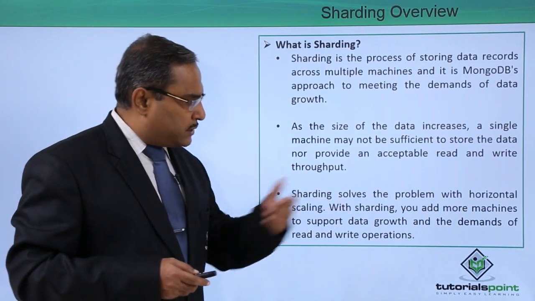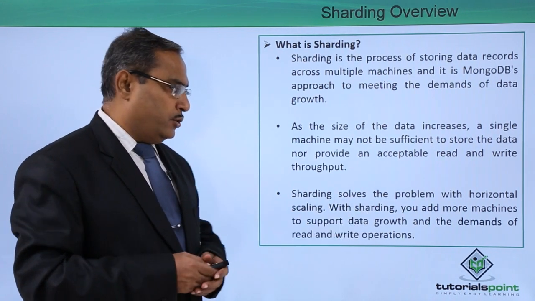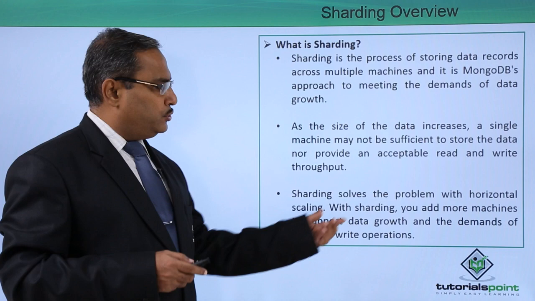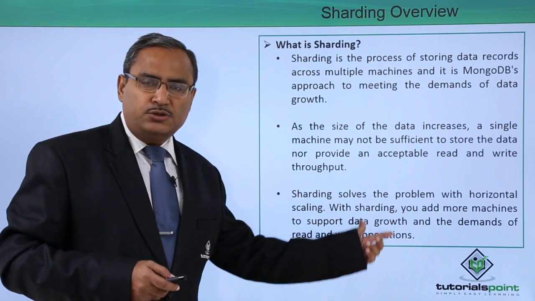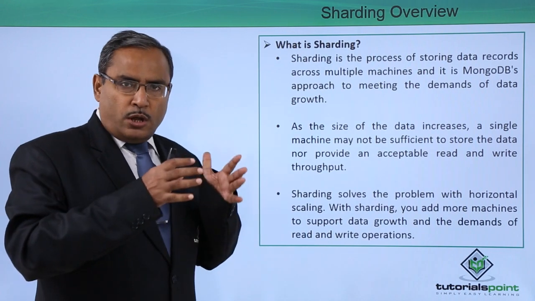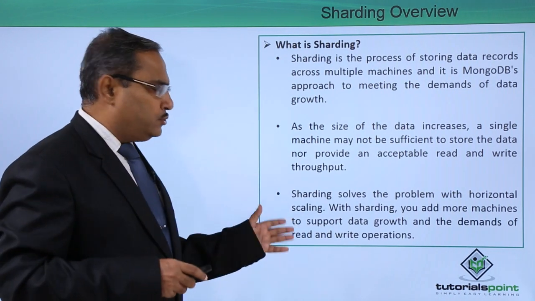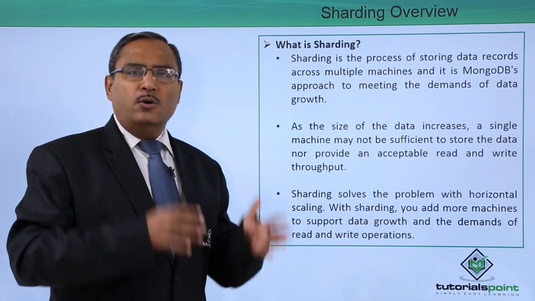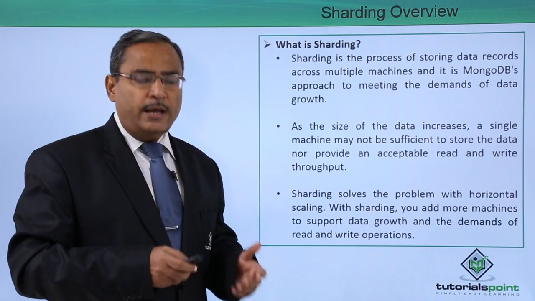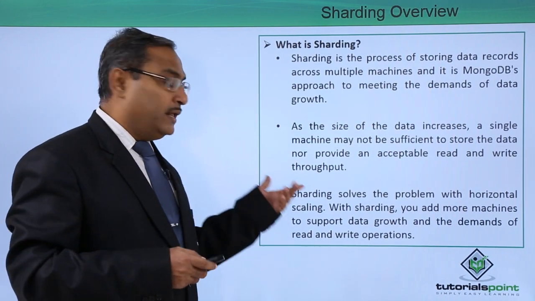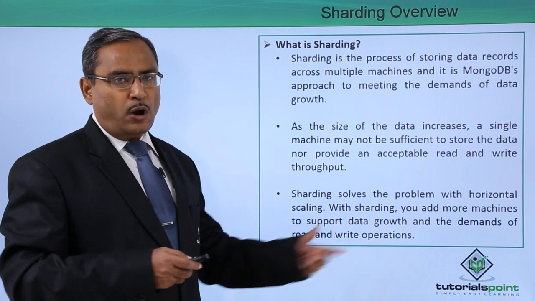So sharding solves the problem with horizontal scaling, and with sharding you add more machines to support data growth and the demands of read and write operations throughput. That means to keep the performance at a good level, we always go for horizontal scaling. We will be adding more and more computers as required, and this is the sharding with the help of which we can solve this throughput problem.